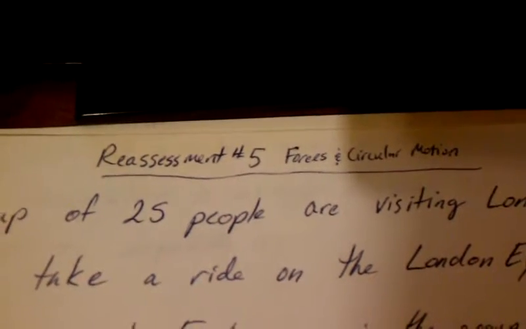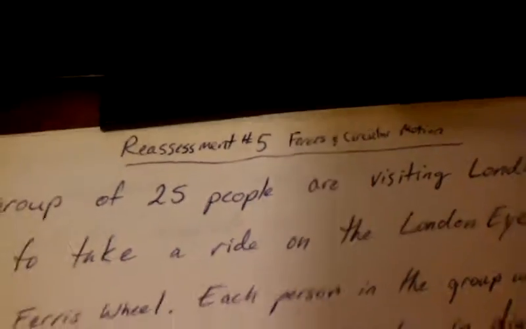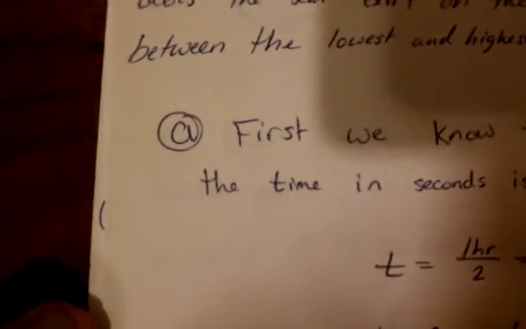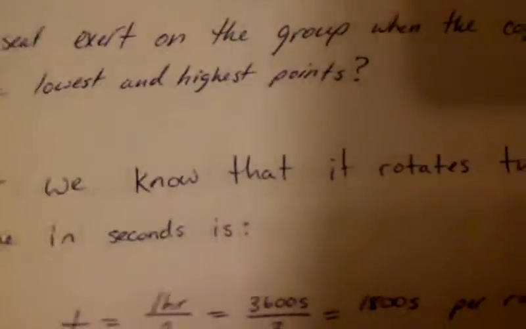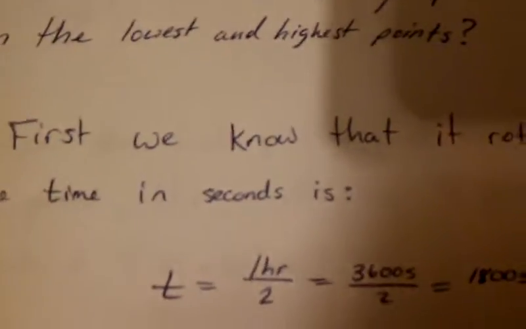This is reassessment number 5, forces in circular motion. We have the question, and of course the first question said, what is the centrifugal acceleration of the group going around the London Eye?